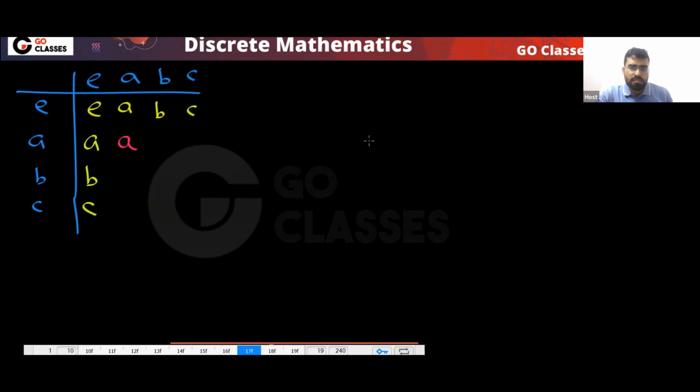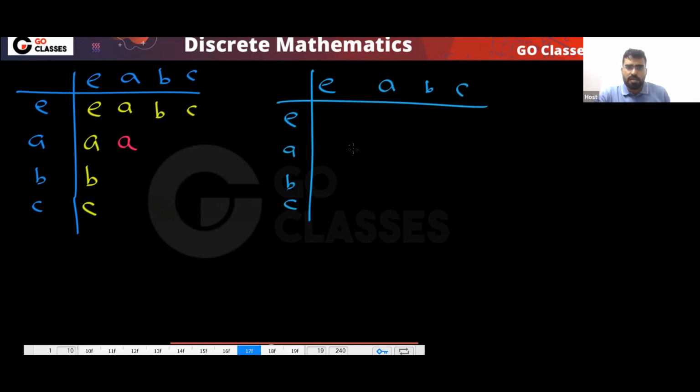What is another choice? Can anyone tell me what another choice is? So I can put A here. If you notice, E, A, B, C. So I can say there is no choice here. This will be the same, A, B, C.